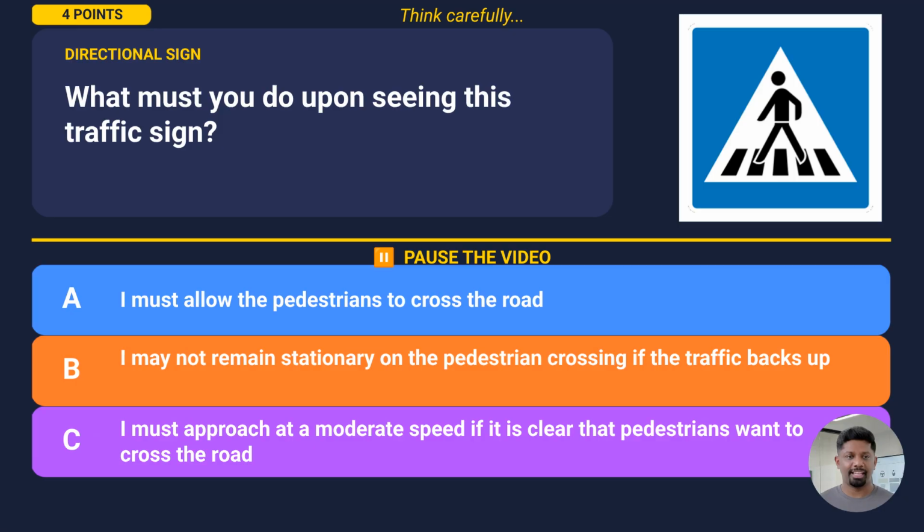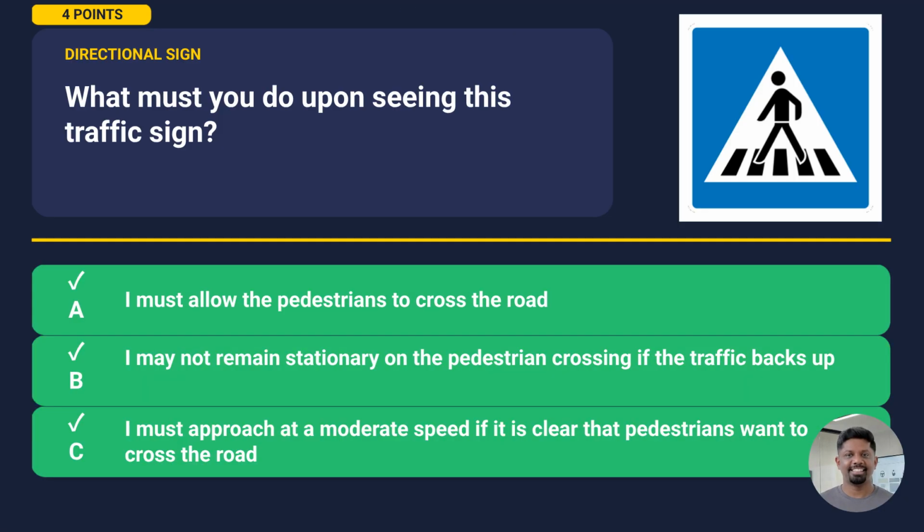Feel free to pause the video and think about this one. Resume when you're ready. All three are correct. A, B, and C. Let's understand why.